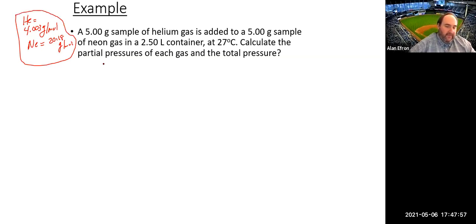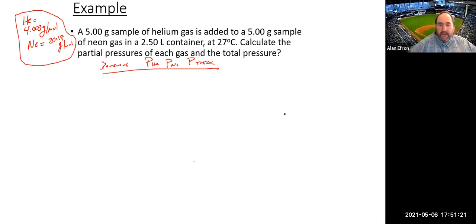So we should be looking for 3 answers here. We're looking for the partial pressure of helium, the partial pressure of neon, and we're looking for the total pressure. So take a few minutes here and see what you come up with.